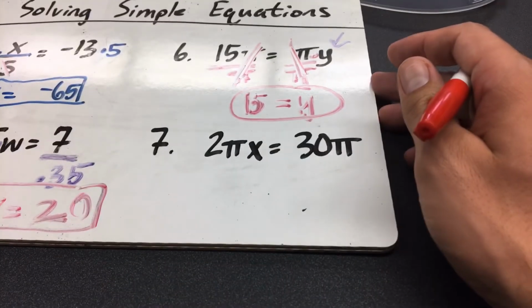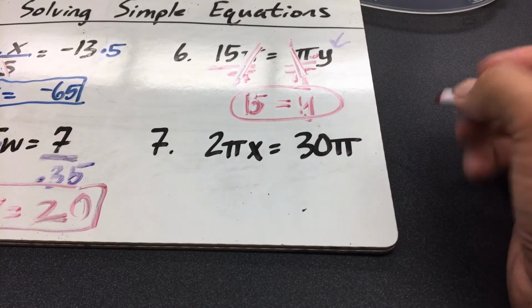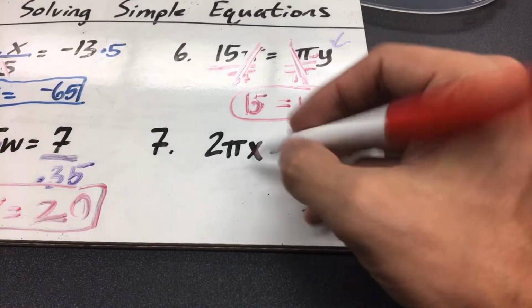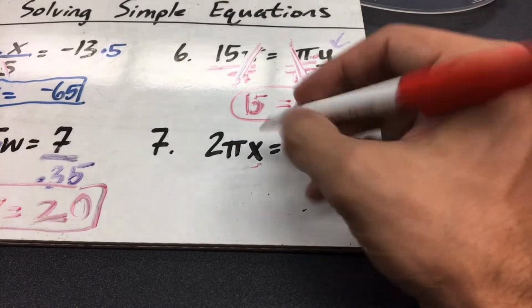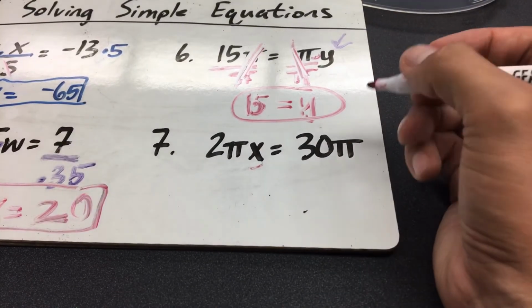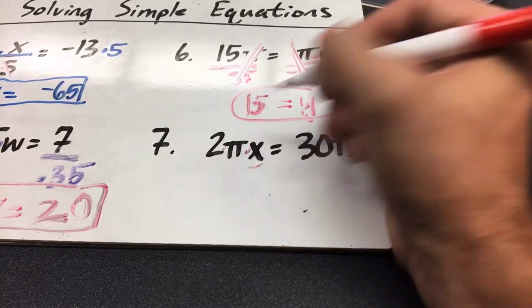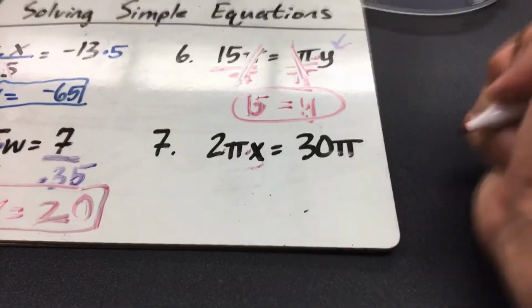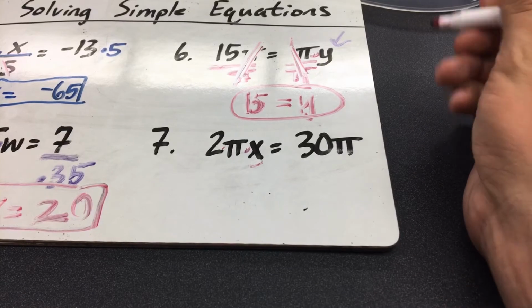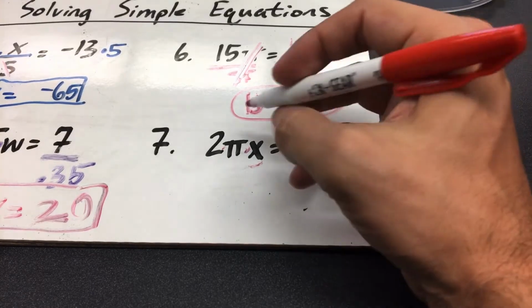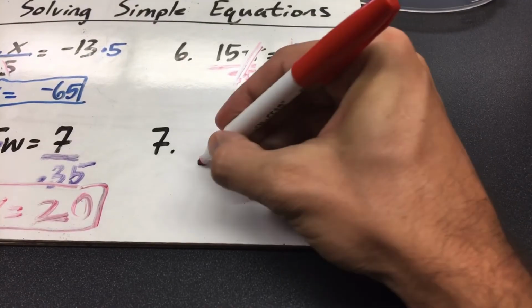Okay, the last one. Same idea. Where is my variable? The only thing that's a variable here is right there, the letter x. What is happening to the letter x in number 7? The letter x is being multiplied by pi. It's also being multiplied by 2. It's being multiplied by 2 and pi. How can I undo multiplying by 2 and multiplying by pi? I can divide. What's the opposite of multiplying? It's dividing.